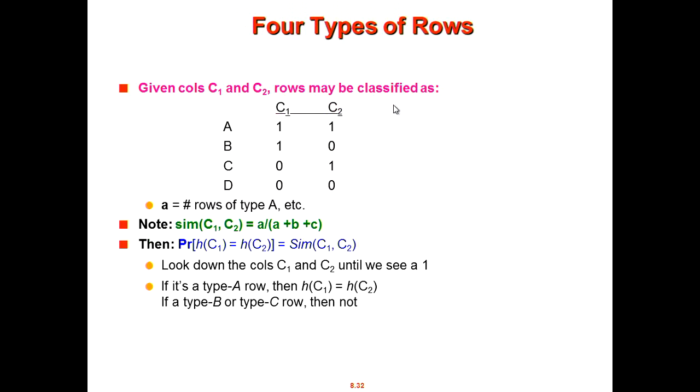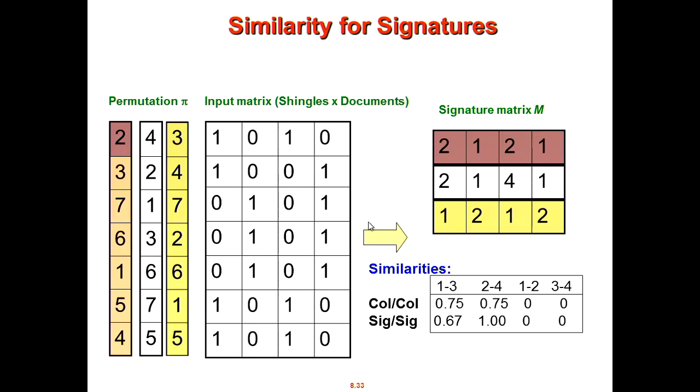Okay. So this is still for the proof in the previous slide. There are 4 types of rows: both ones, both zeros, and then 1, 0 and 0, 1. So according to this analysis, we can prove that the probability that 2 columns have the same hash value is exactly the Jaccard similarity of the 2 columns. Okay, so that is still about the proof of the previous slide.